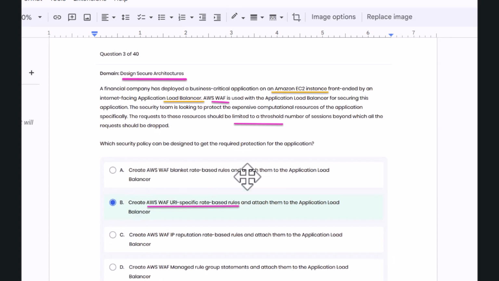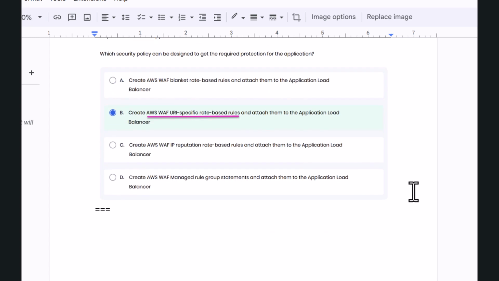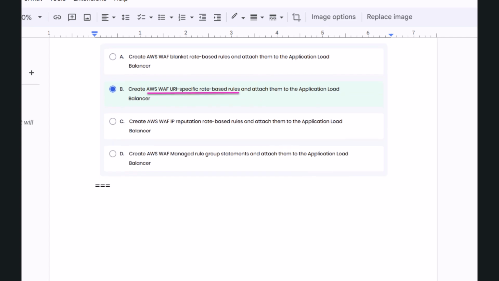The third question, you have to remember design secure architectures. Basically, if a company is deploying its critical application on EC2 instances, it's using load balancer. Also, AWS WAF is used. So it is requesting this resource should limit to a threshold number of sessions. Which security policy should be used? The answer would be create AWS WAF URI specific rate based rule. You have to remember URI specific rate based rules.